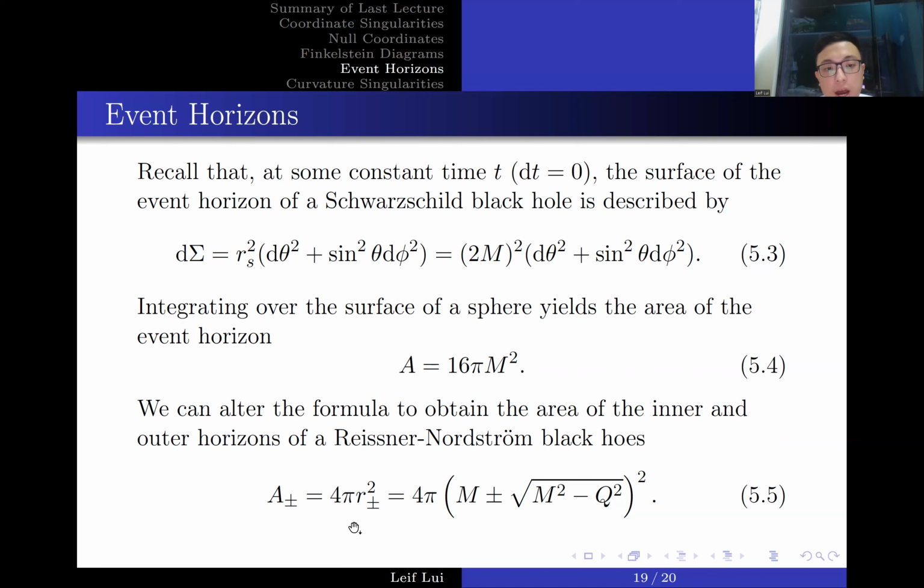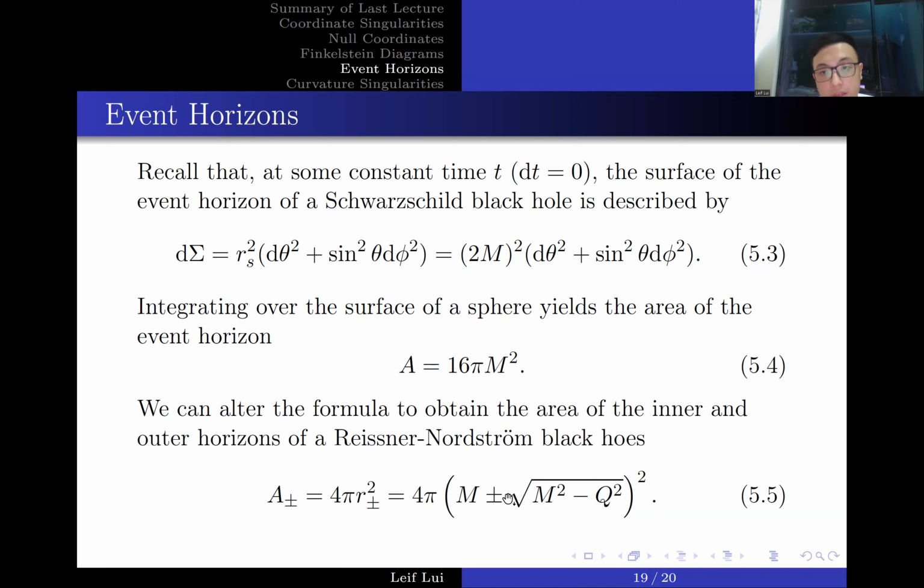So we simply say 4 pi. We multiply 4 pi by r plus or minus squared, and we get the following formula: 4 pi times m plus or minus the square root of m squared minus q squared. And we can do some interesting things. We can just set q to 0. If q equals 0, we get m squared here, so the square root of m squared is simply m. So we get plus or minus.